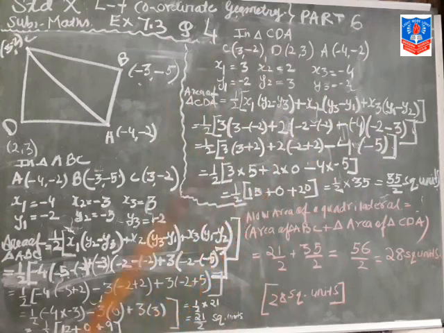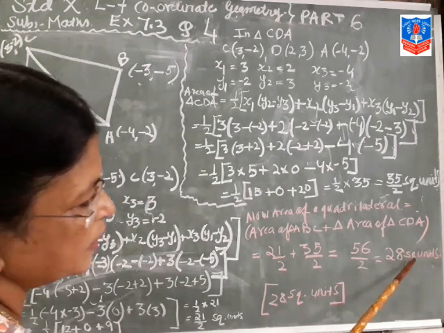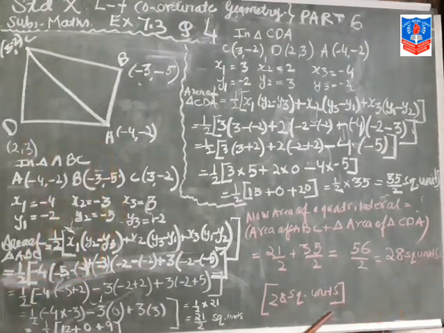Okay. So now the area of the quadrilateral ABC we have to find out. It is 21 upon 2 and here 35 upon 2. Here the denominator is the same. So you have to add 21 plus 35, that is 56 upon 2. So we can write 28 square units. Clear children?